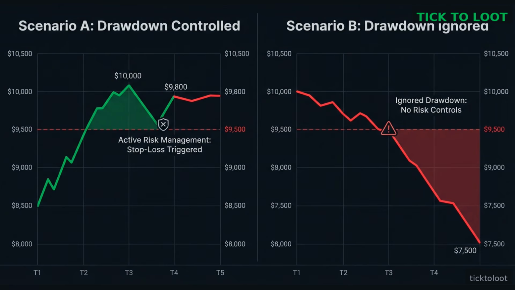Ignoring drawdown limits also amplifies the psychological pressure. As the balance shrinks, fear and frustration grow, leading to impulsive decisions that can make the loss even worse. By the time Sam finally notices the problem, the account has lost $2,500, which could have been avoided with a simple rule. The lesson here is crystal clear.